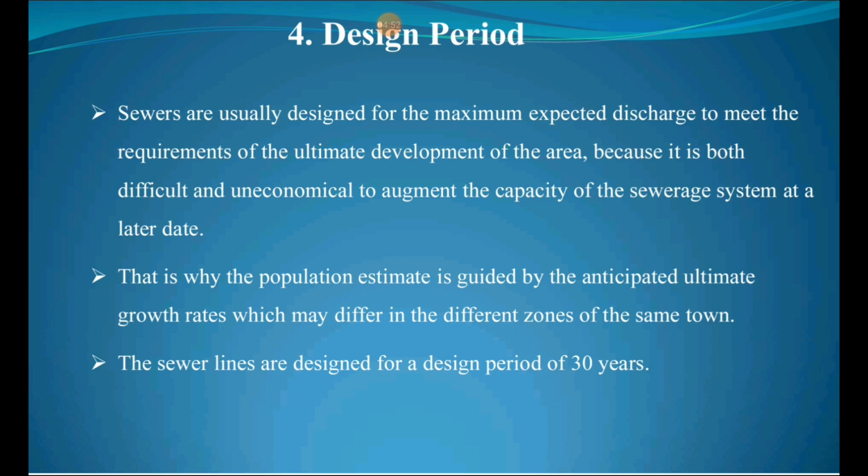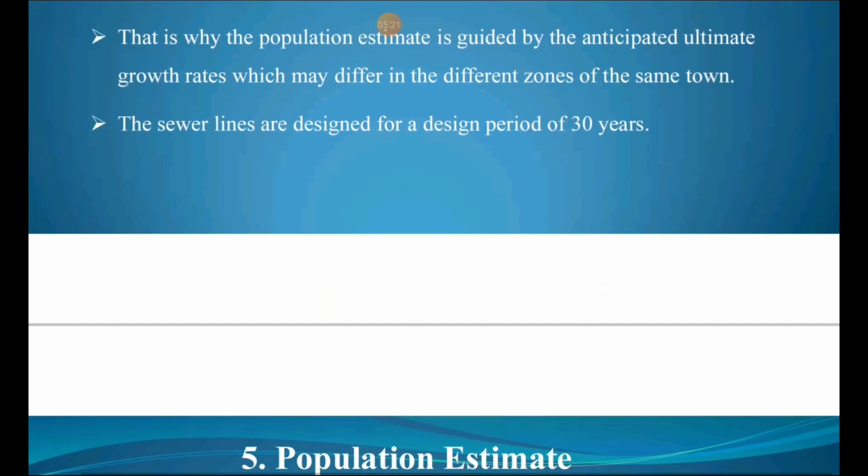So in the same town there are different zones, and for the different zones the population is different and the pattern of water use is different. So it is very important to estimate the design period considering the above points. The sewer lines are designed for a design period of 30 years. That is important, and this question appears in objective type examinations: how much design period is required for the sewer lines, and generally it is 30 years.